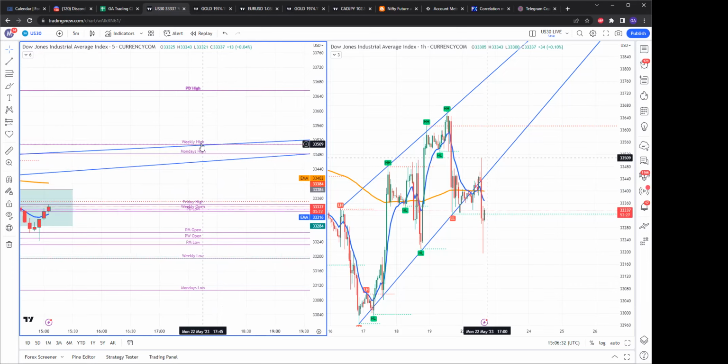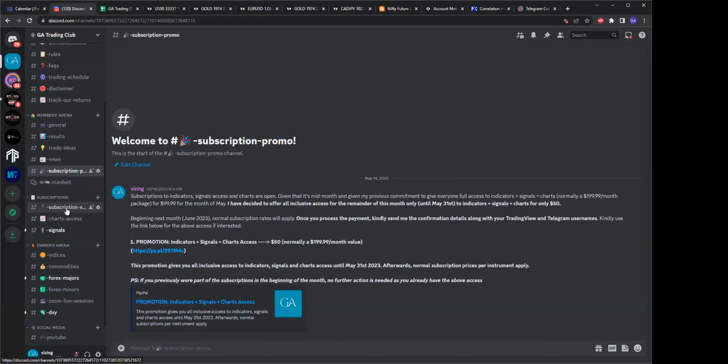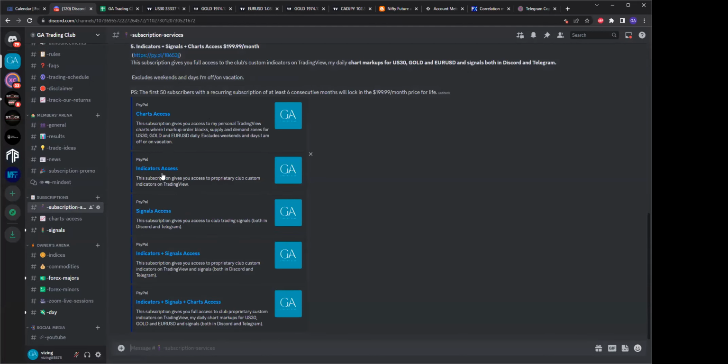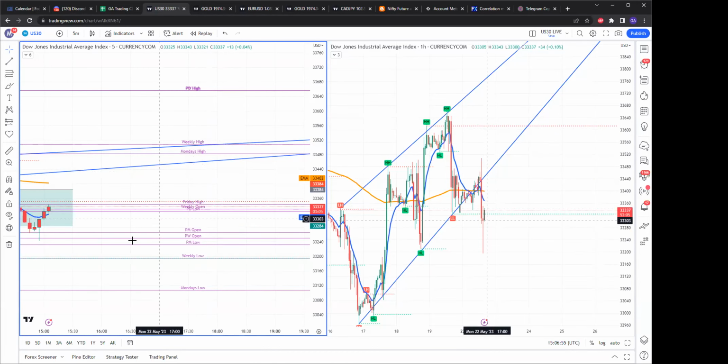And the charts access. As much as it will be an indicator, it will be separate. Previously, the way I curated the access, there was charts access, indicators access, and signals access. So charts access will only be the indicator for whatever you're seeing here: previous daily highs and so on, and the order blocks. I'm not going to bundle the charts access, or the chart markups indicator, into the other indicators we have.